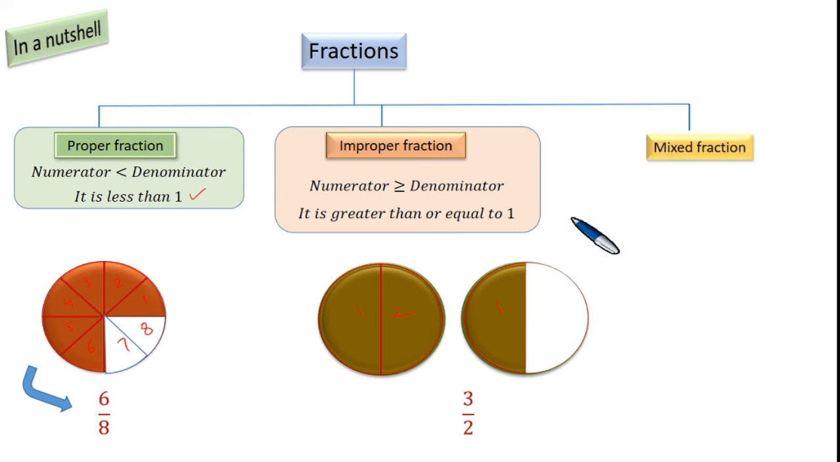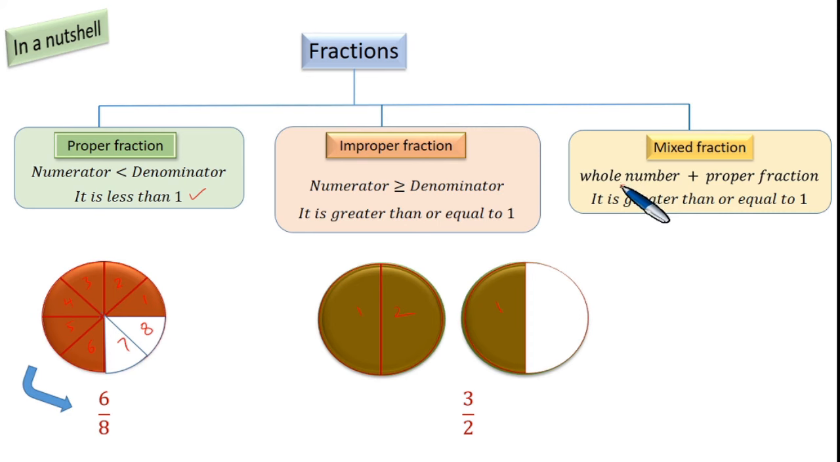The one more fraction is the mixed fraction. A mixed fraction can be written as a whole number plus a proper fraction, and this is also greater than or equal to 1. Here, taking the same example as the improper fraction: this is 1 complete pizza and this is half a pizza. So this can be written as 1 and a half. 1 is the whole number and 1 over 2 is a proper fraction. 1 and 1 over 2 is a mixed fraction.